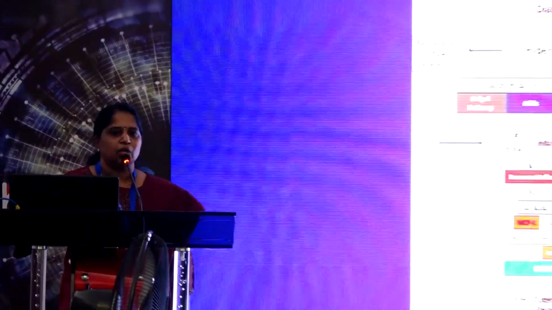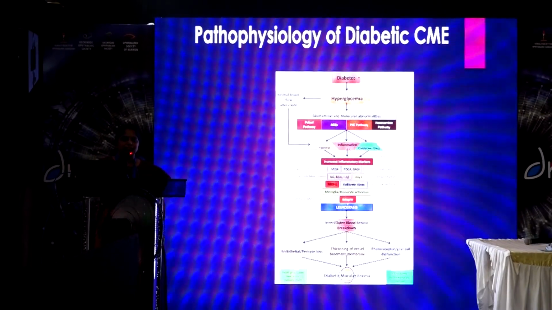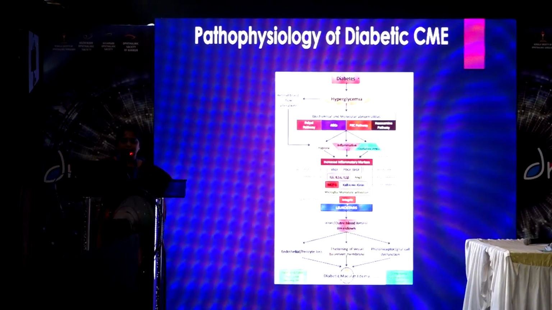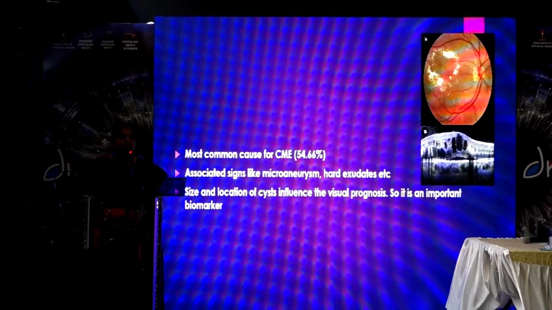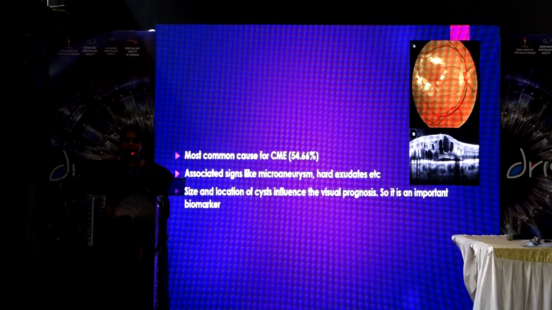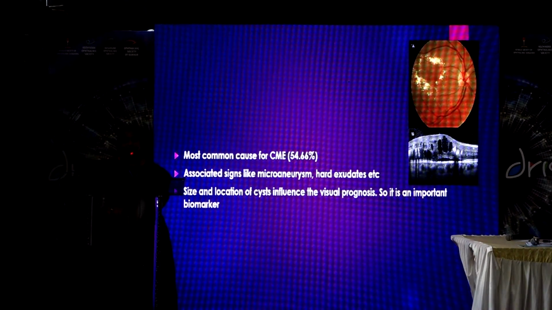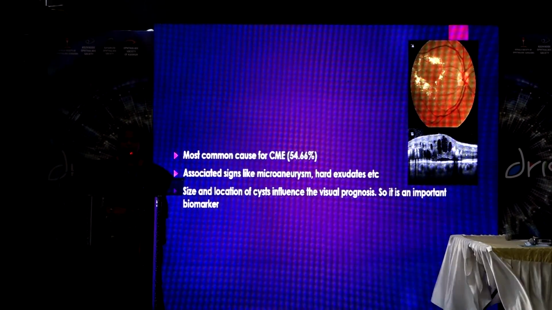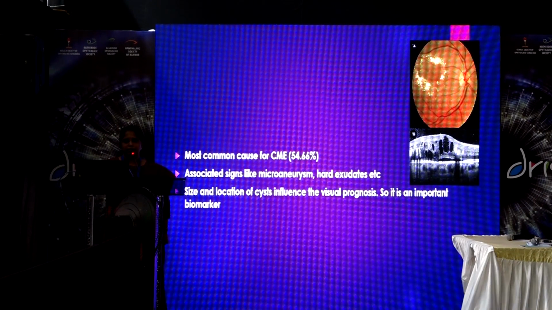So the pathophysiology of diabetic CME is that there is a breakdown of the blood retinal barrier, loss of pericytes, hyperglycemia, oxidative stress, and release of inflammatory mediators. All these result in fluid leakage and CME. Diabetic CME is the most common cause of CME. Around 55% of CME is due to diabetes. How you can differentiate it from other types of CME is that you may see associated signs like microaneurysms, hard exudates, epiretinal membranes, vitreomacular tractions and so on.